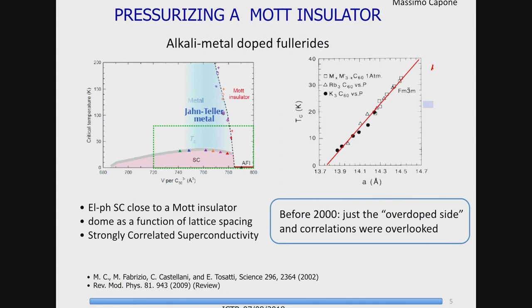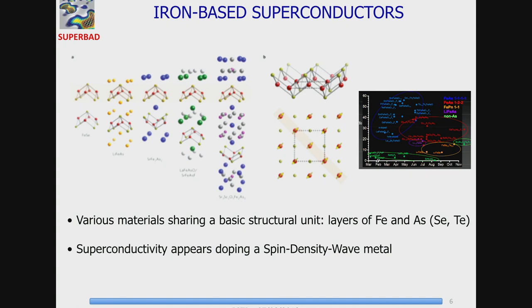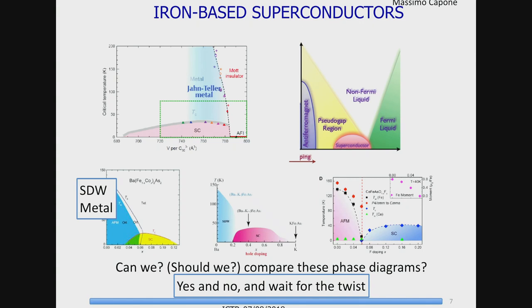This is the point I want to make: if you want to look at the iron-based superconductors, we should really look at the big picture, not take a snapshot in the wrong place. This is just an introduction to iron-based superconductors that is probably useless now. We have this plethora of materials sharing this structure, with layers of iron and something else, and we have these kinds of phase diagrams. This is just a bunch of relatively old phase diagrams, which all share an important thing.